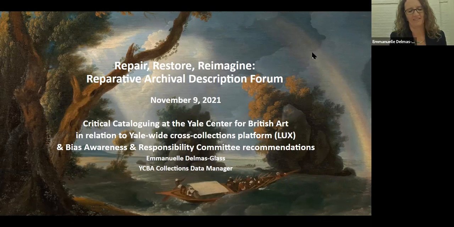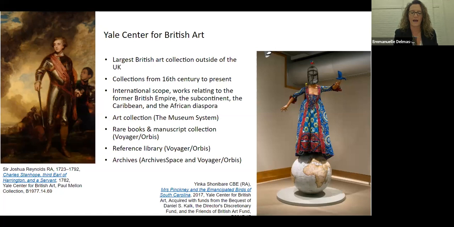So the Yale Center for British Art is a museum that houses the largest collection of British art outside of the UK. The collections span the 16th century to the present and are international in scope, with actually many works relating to the former British Empire, the subcontinent, the Caribbean, and the African diaspora.